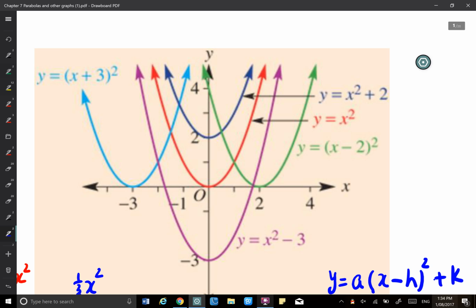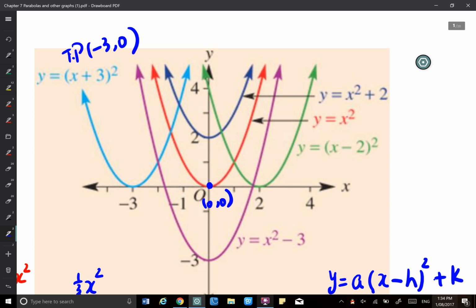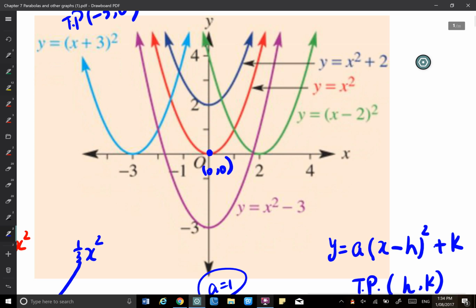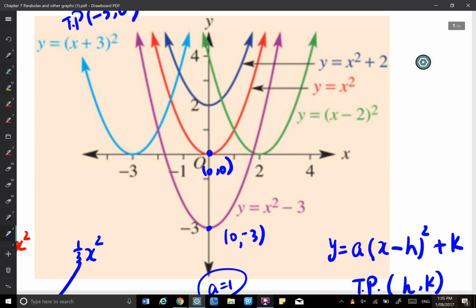Why? Because this turning point here will be (negative 3, 0), but before you had (0, 0). Compare the two turning points. What has been changed? Moving 3 units to the left. And same as this graph, x squared minus 3. We have (0, negative 3) as my turning point. What has been changed? Moving down for 3 units.